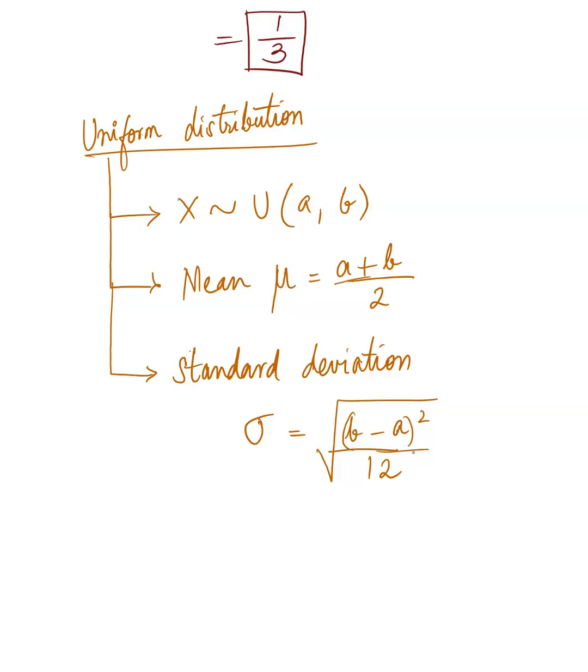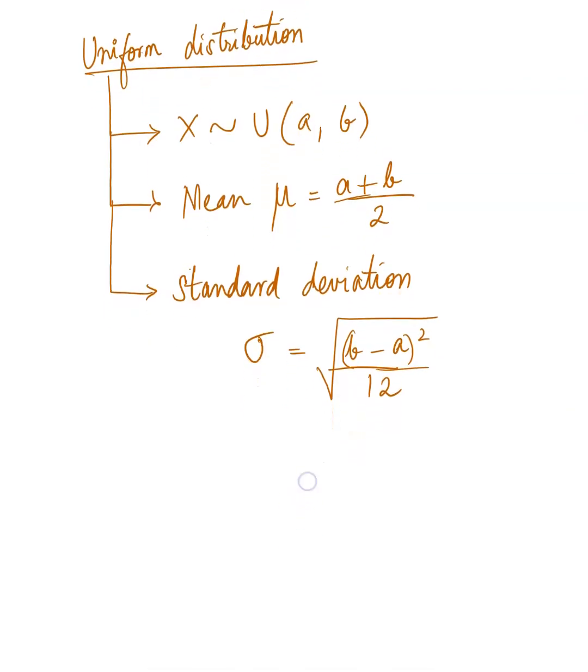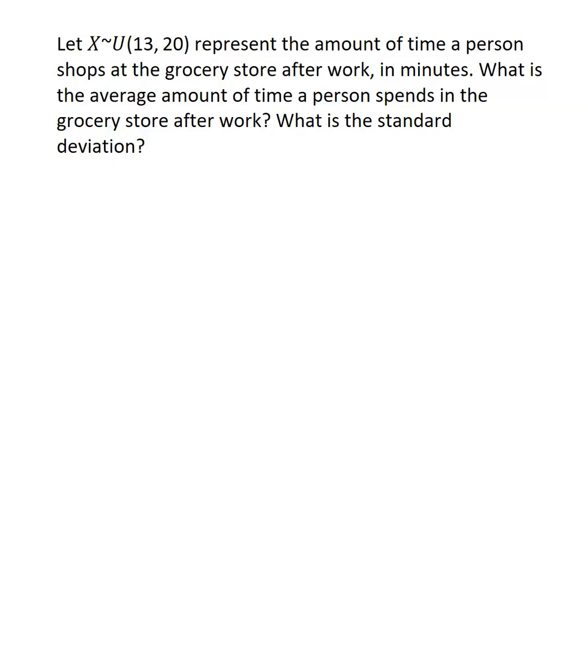Okay, so we'll do a quick example on this. Let x be a continuous random variable with uniform distribution between 13 and 20. This represents the amount of time a person shops at the grocery store after work in minutes. What is the average amount of time a person spends in the grocery store after work? What is the standard deviation?